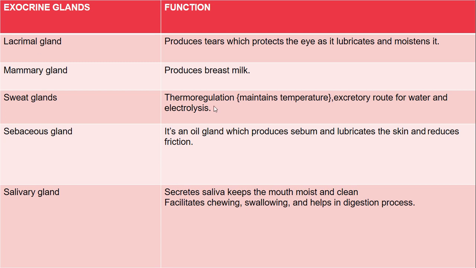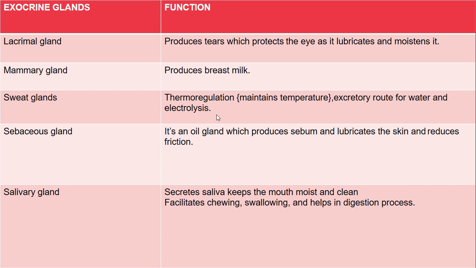So sweat glands help in thermoregulation. Thermoregulation in the sense it maintains the temperature. How does it maintain the temperature? Through the excretory route for water and electrolytes. As we saw, the sweat glands help in producing sweat, which is the excretory route for water and electrolytes.